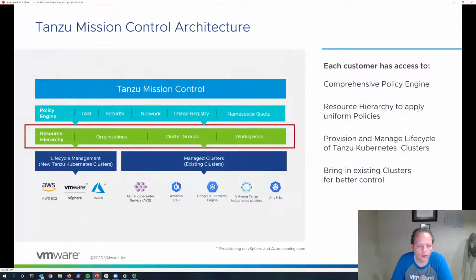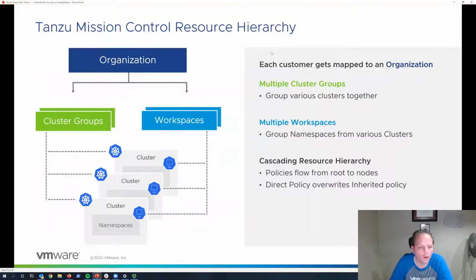Okay, now let's look at our resource hierarchy with organizations, cluster groups, and workspaces. At the top of our hierarchy, we have the organization. And within an organization, we have these constructs known as cluster groups and workspaces. First, let's look at the cluster groups. What is a cluster group? Well, a cluster group is a group of Kubernetes clusters.